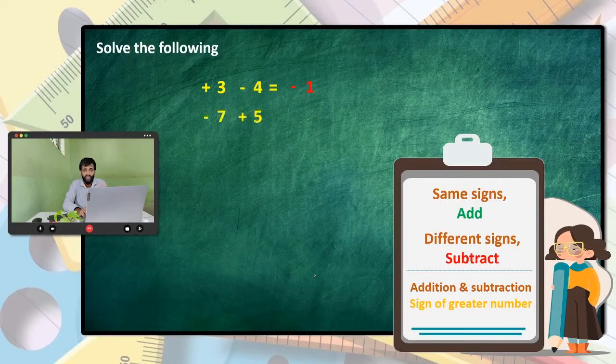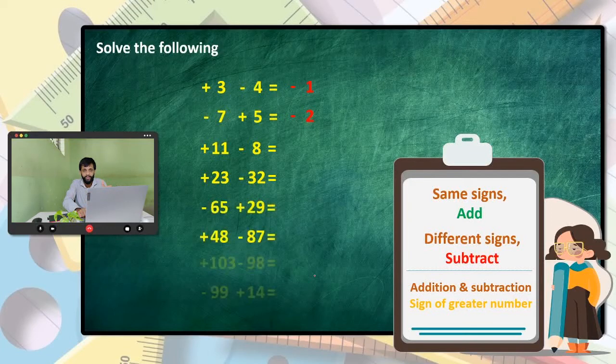Let us check another one. 7 and 5. One is negative, the other one is positive. Different signs we subtract. So 7 minus 5 will give me 2. Sign of the greater number, minus. Let's put that there. Take another one, or you can try solving them. I have positive 11, negative 8. Different signs we subtract, sign of the greater number. Remember this and solve these problems and these problems, and you can comment in the comment section and write it down in your book as well.